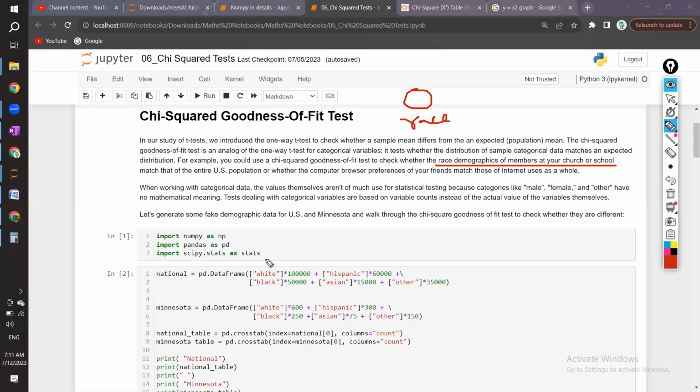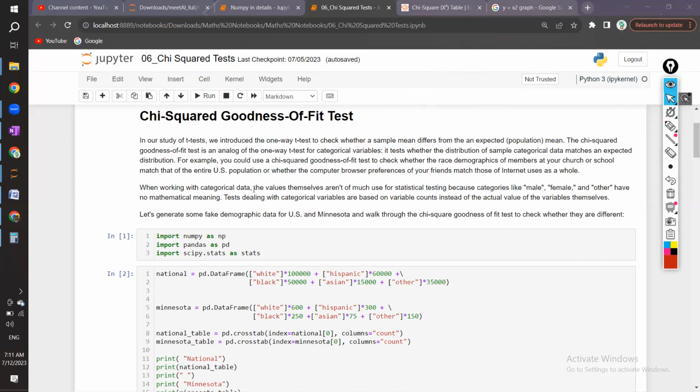Okay, so all these races, white, black, Hispanic, from a small school. If you observe this, you can do a chi-square goodness of fit test to check how much this is matching with the entire US population, the entire US population's races. So that we are going to do.